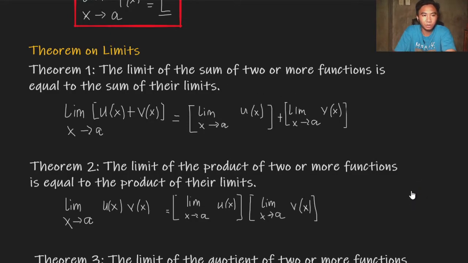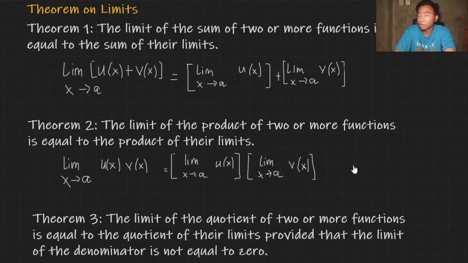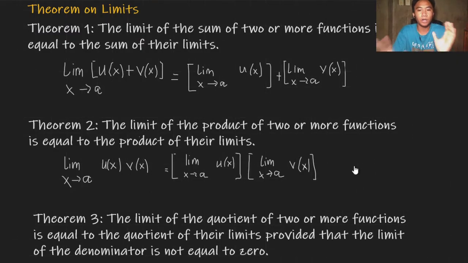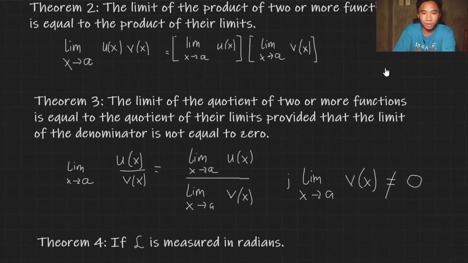And then, theorem number 2 is the limit of the product of two or more functions is equal to the product of their limits. So, halos same lang siya sa addition and subtraction where, para makuha mo yung limit nung dalawang function na pinagmumultiply, ilimit mo muna yung sa isa, yung unang function, tas ilimit mo din yung pangalawa, and then just multiply them. Yeah. So, quotient naman, yan.